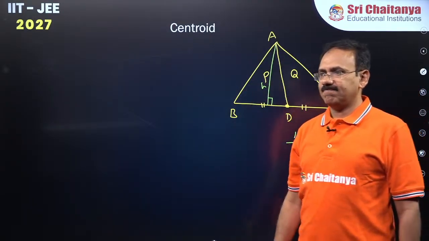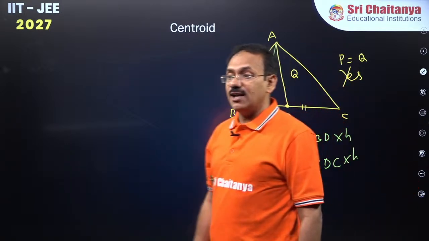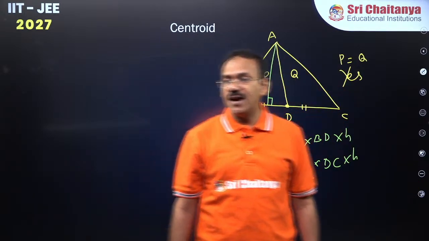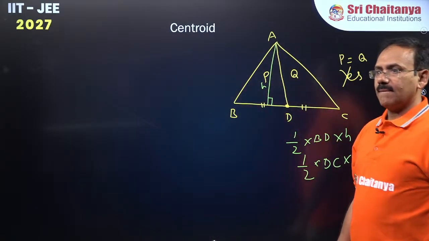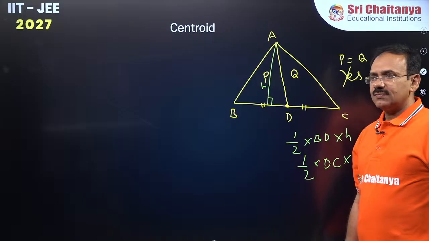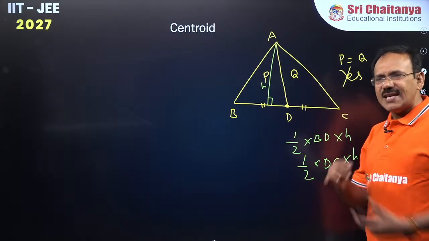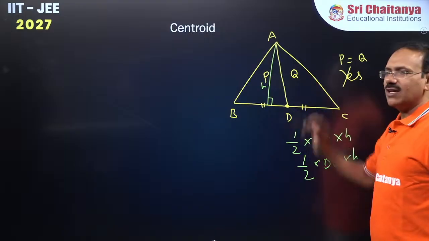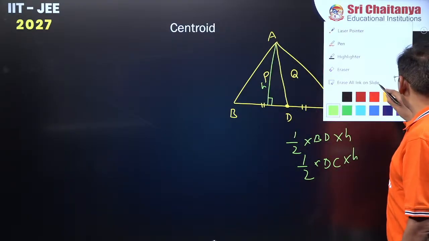Clear? A median divides a triangle into two triangles of equal area. Yes or no? AC need not be equal to AB. Irrespective of that, these two will have equal area. Okay? This is the second point, guys.